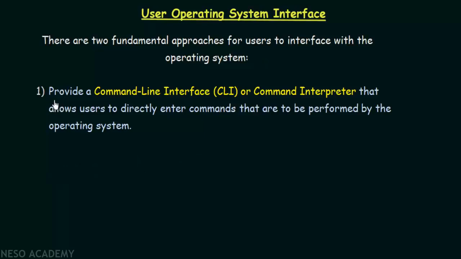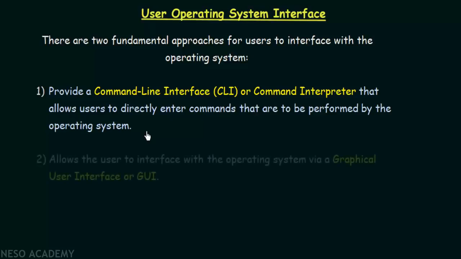The first approach is to provide a command line interface or a command interpreter that allows users to directly enter commands that are to be performed by the operating system. So we have something known as the command line interface, or CLI, also known as the command interpreter, in which the user has to enter the command of the task that he wants to perform. Based on the command, the operating system will perform that task. In this process, the user has to remember all the commands that he needs for performing certain tasks.